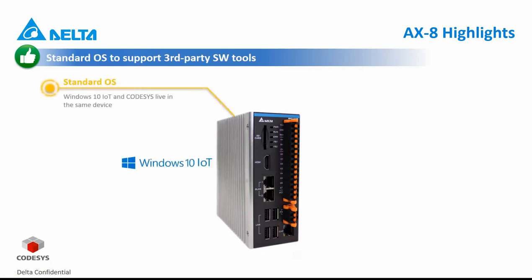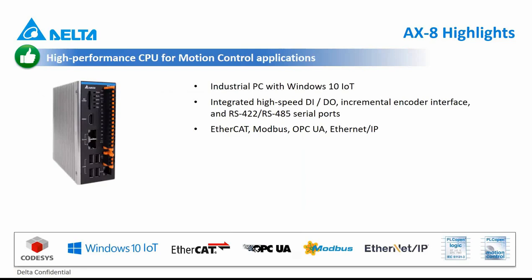How about the Windows part? There is a standard operating system, Windows 10 IoT, and it works with CODESYS in the same device. But CODESYS does not run on Windows; they have different cores inside, so they work separately. Yes, an industrial PC with Windows 10 IoT, and it supports an incremental encoder interface, serial ports, and also EtherCAT, Modbus, OPC UA, and EtherNet/IP.